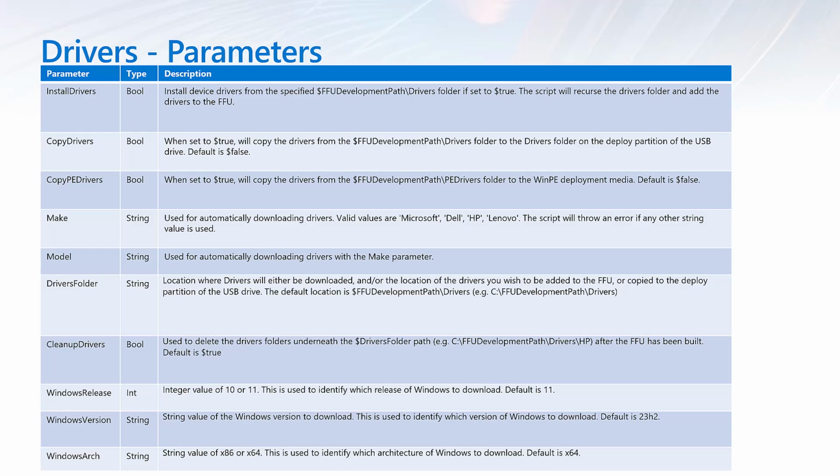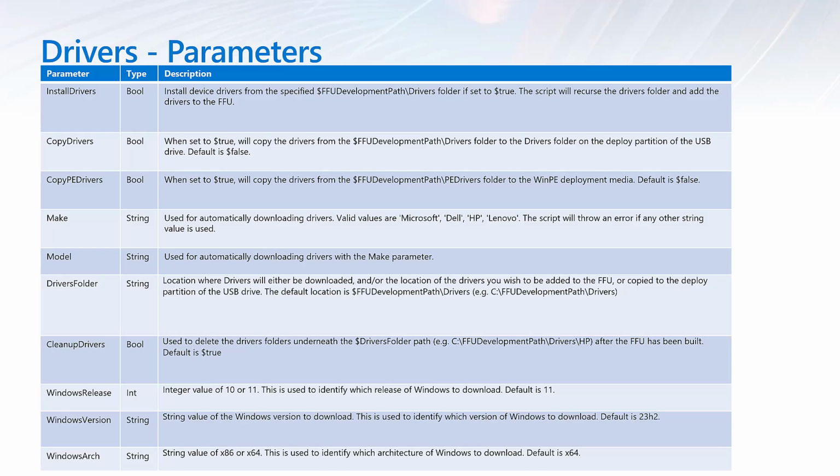Now, for the stuff that we added in 2406 to automatically download drivers, we added make and model. So you'll type in a make, and the valid values for this are Microsoft, Dell, HP, and Lenovo. And then for the model, this is just a string that doesn't have to be the exact model name. We're going to talk more about this later. But we use model to basically search for the drivers for whatever it is that you want to image. It doesn't have to be the exact model, although if it is the exact model, it's going to make your life a lot easier. And we're going to talk a lot about that in the upcoming slides.